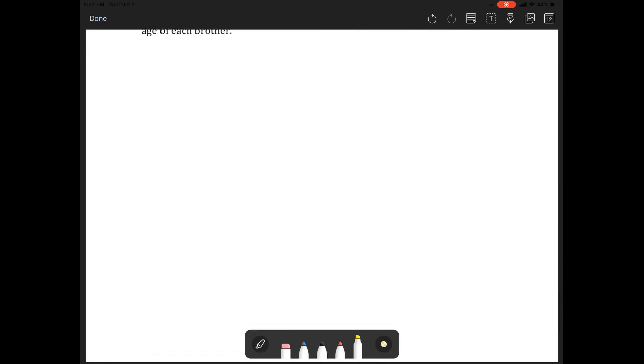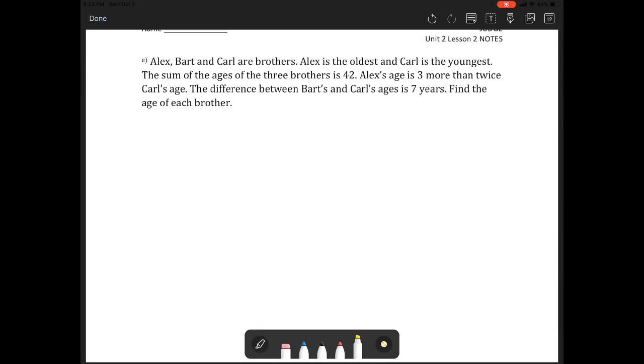So now, guys, we've got our last one, which is going to be our word problem. So with our word problem, guys, first we have to set it up a little bit. You have to write our equations just like we did on our 2x2. So we have Alex, Bart, and Carl are brothers. Alex is the oldest. Carl is the youngest. The sum of the ages is 42. Alex is 3 more than twice Carl's age. And the difference between Bart's and Carl's age is 7 years. Find the age of each brother.